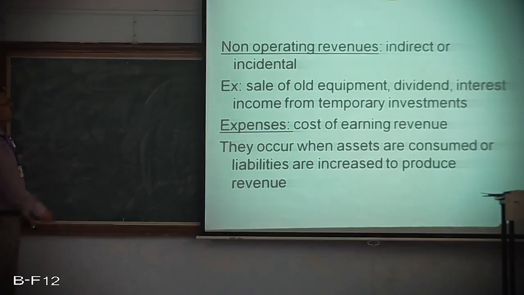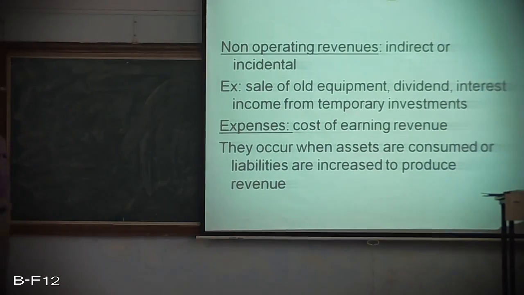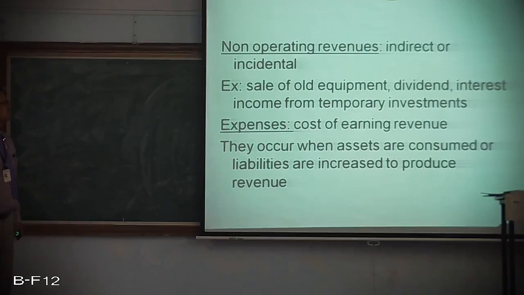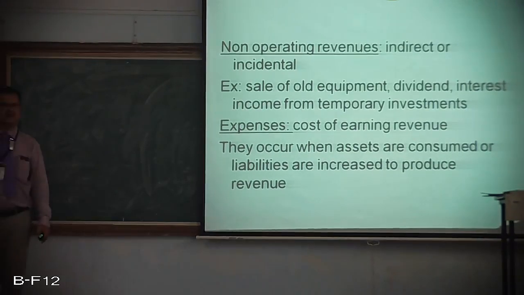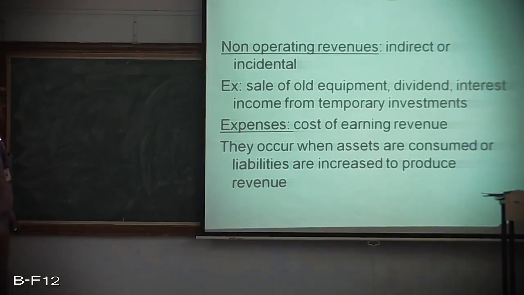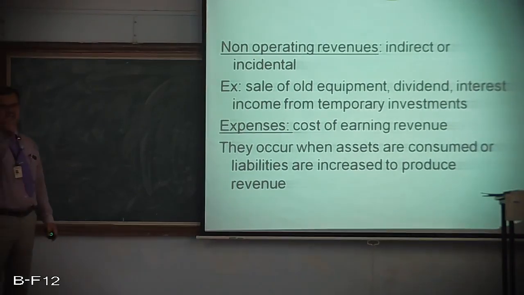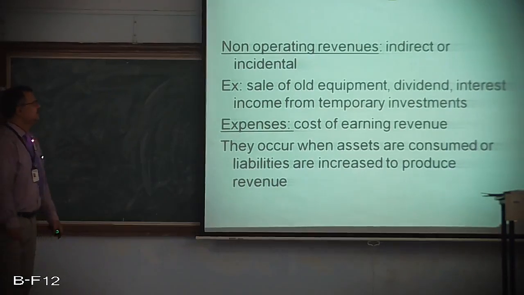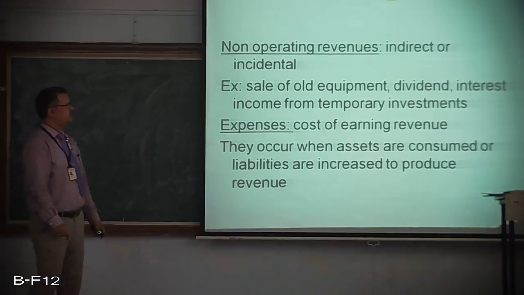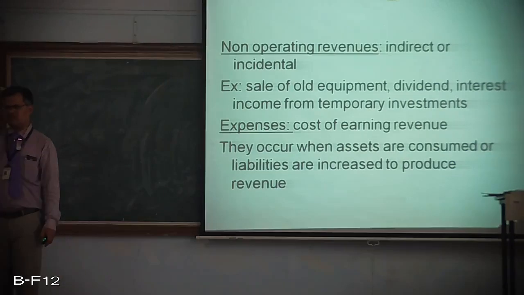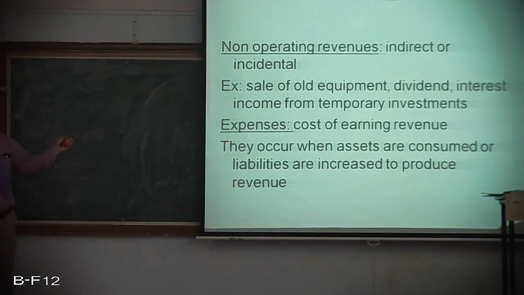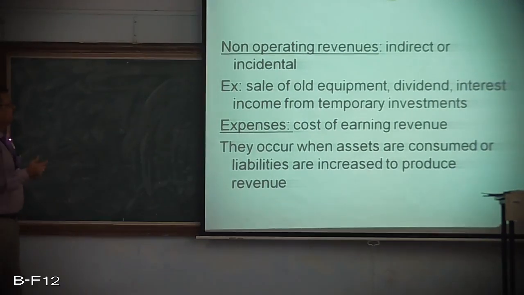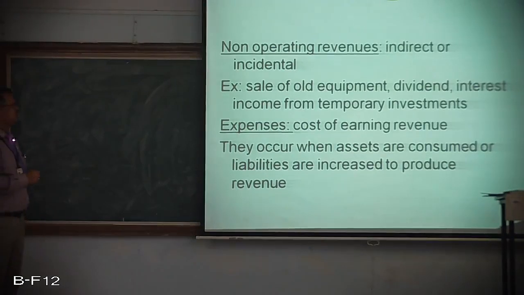Of course, the example I have given here is an example of non-revenue: the sale of old equipment, scrap, resale value, and dividends. They get a dividend for the money invested, or interest or income from a temporary investment. Sometimes the amount may be in a fixed deposit for one year, or invested somewhere, so suddenly they get some income. These are called non-operating revenues.